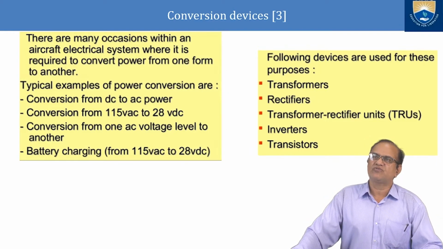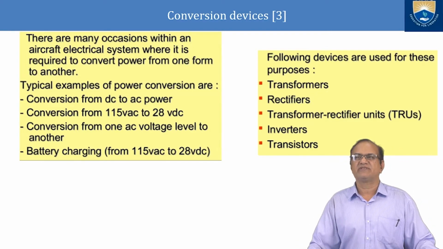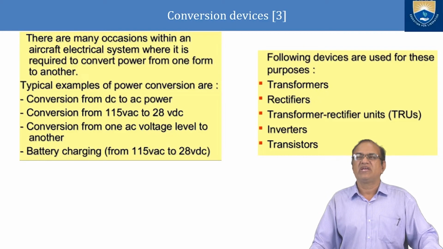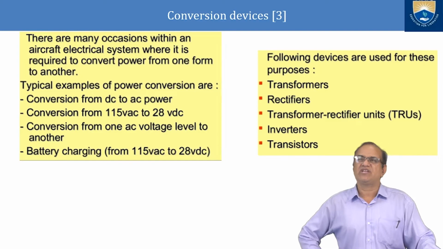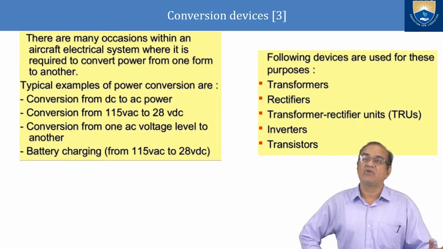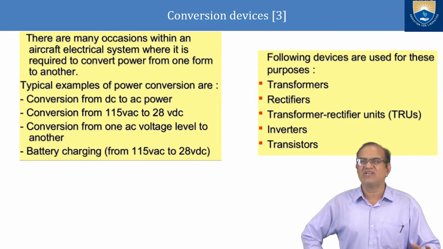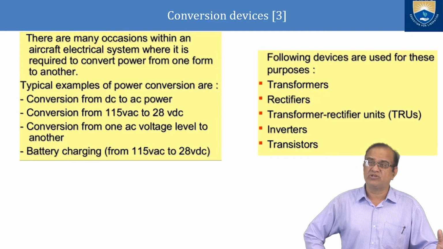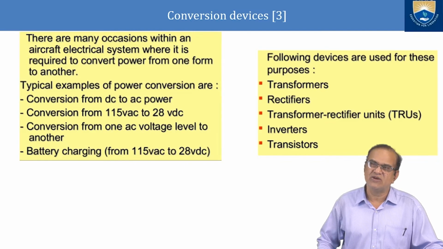The following devices are used for these purposes. The first is the transformer, then the rectifier, then the transformer rectifier units, that is called the TRUs, the inverters and the transistors. So these are the devices which are used for conversion from one type of power to another.